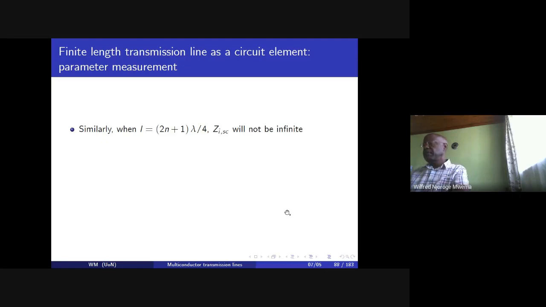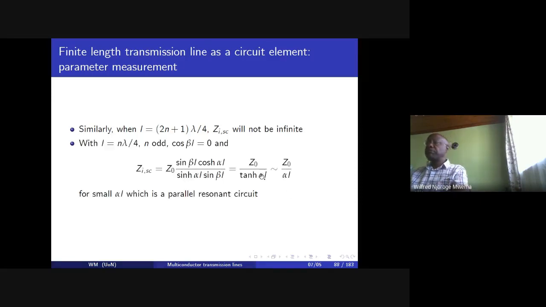Similarly, if the length of the line was an odd multiple of quarter lambda, again when we short circuit that line, we would expect that the input impedance will be infinite. But since the line is lossy, it will not be infinite, but it will be a large but finite value. And if we replace L with n lambda by 4, where n is odd, then cos beta L is always going to be equal to 0.